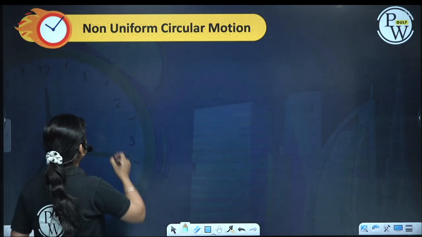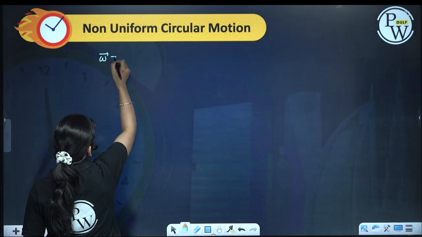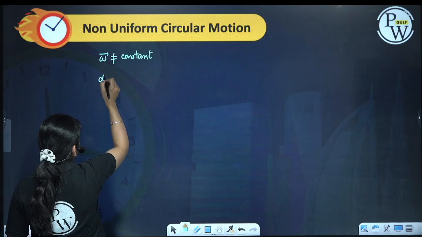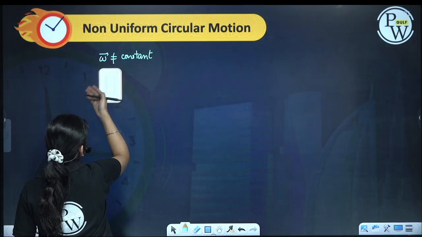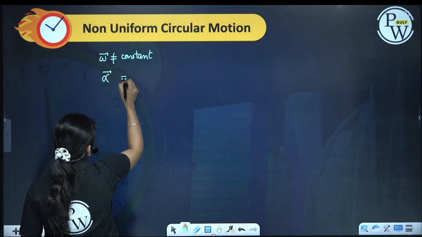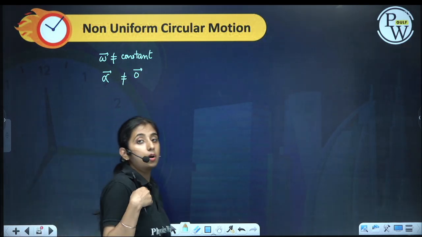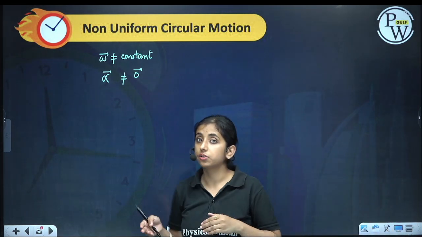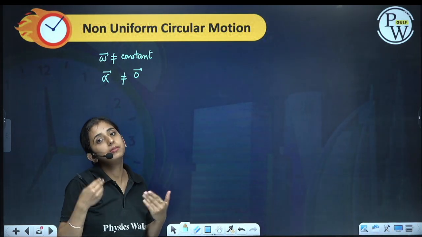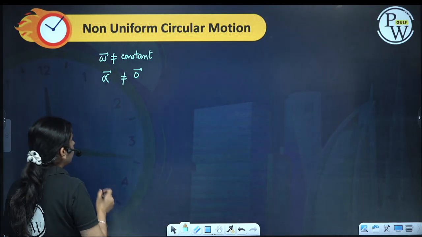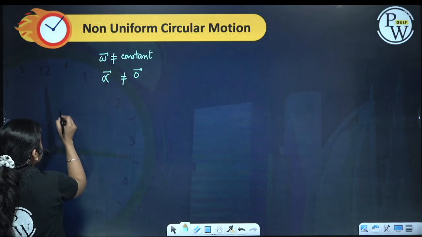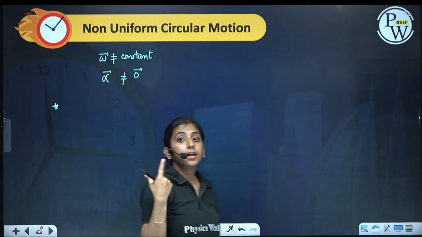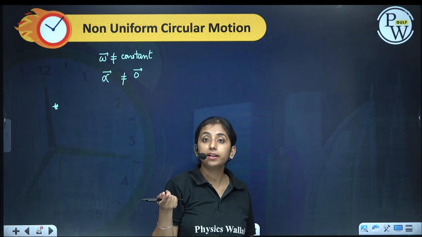Omega is not constant, so alpha will not be a zero vector. Alpha will not be a null vector. There will be some alpha present, hence tangential acceleration will be present, hence speed will be changing. If we have non-uniform angular acceleration, then we will be having time dependent things.